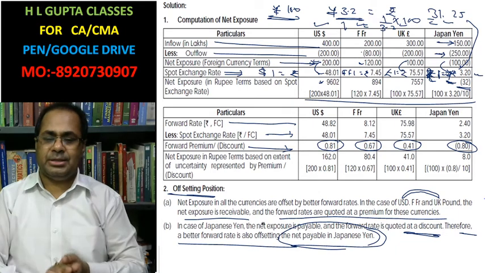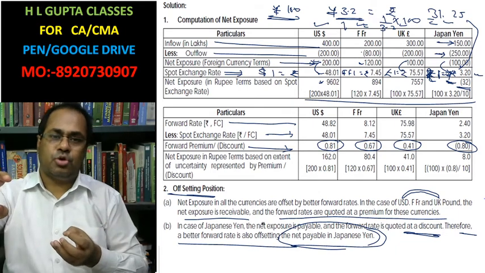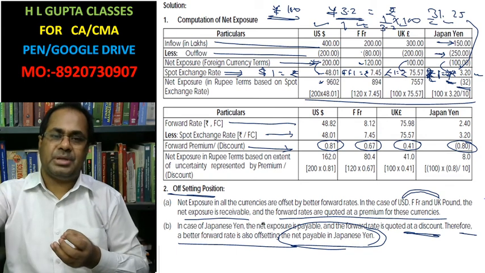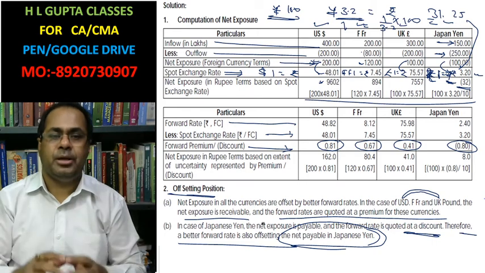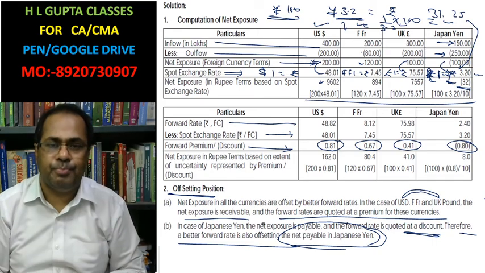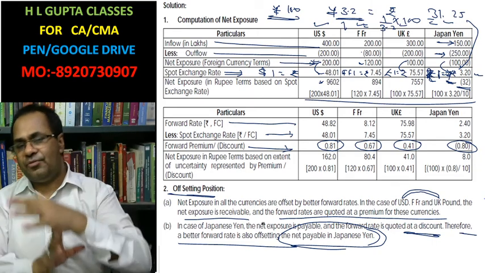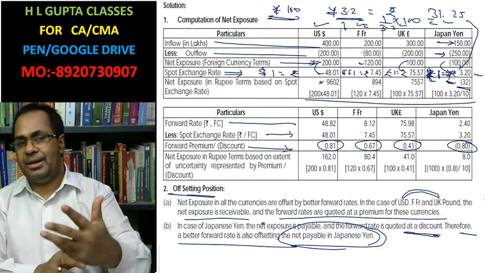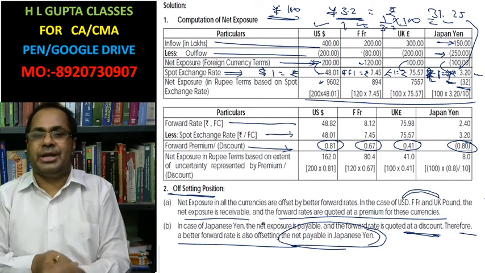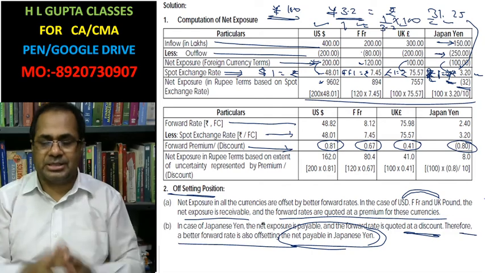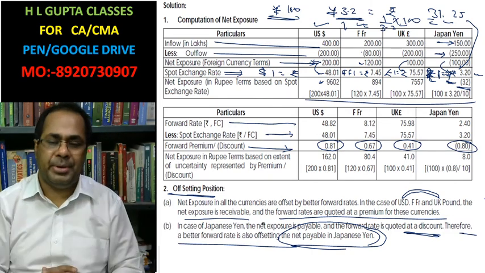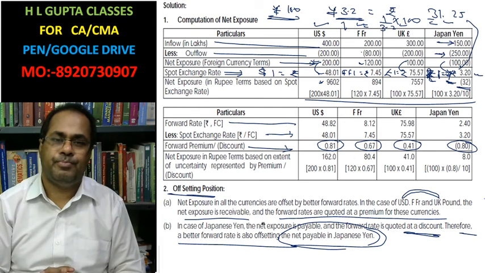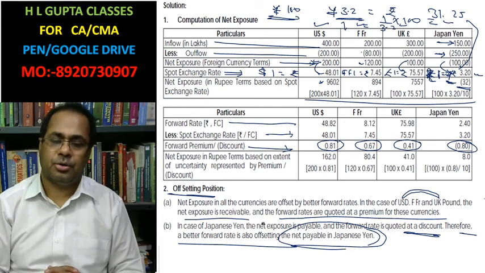In the given case, the dollar is at a premium, that is good for you. The French franc is at a premium, that is good for you. The UK currency is at a premium, that is good for you. Why? Because you are going to receive. But in the case of the yen, you have to pay and your currency is going to depreciate. In this case, you have to search for the best alternative for the payment that you require. That is what the question is saying.